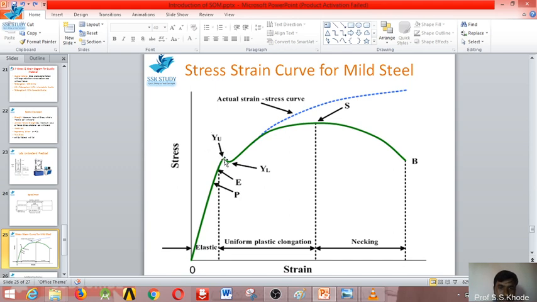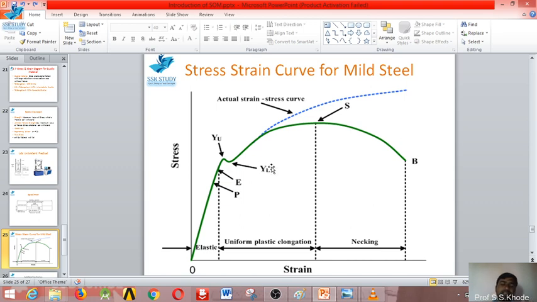So due to this, there will be a slight lowering in the stress, but an increase in the strain occurs. But it is only up to a certain point. It does not go much further, it does not reach zero, but it is just up to a certain point, which is called the lower yield point.